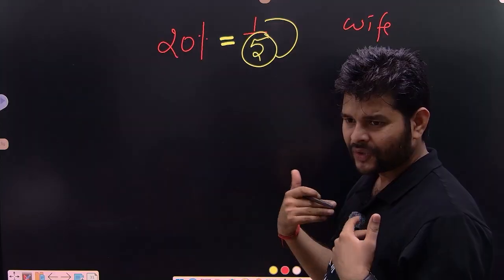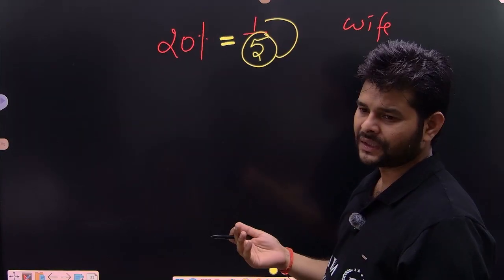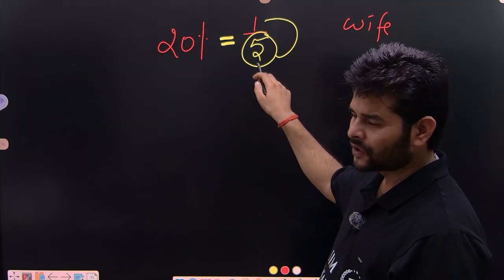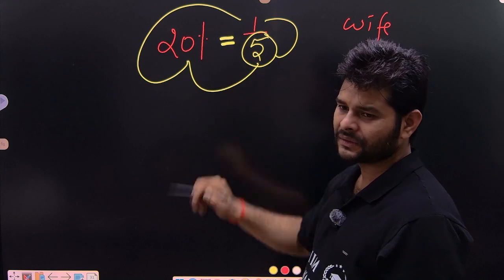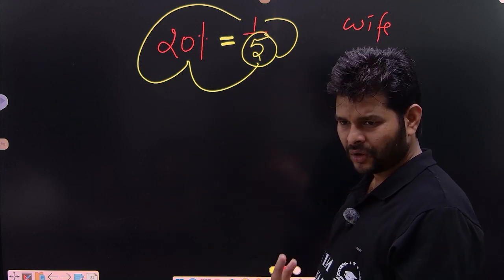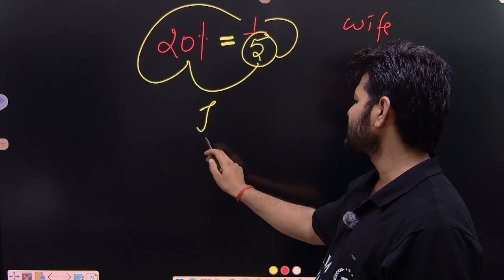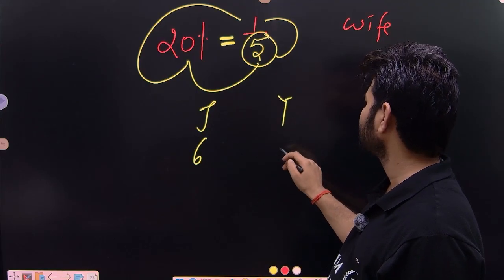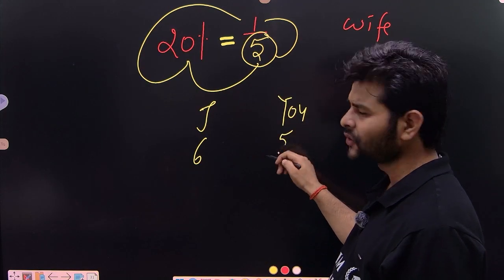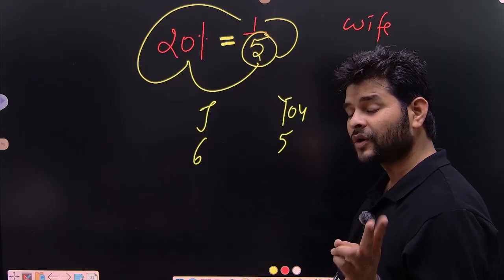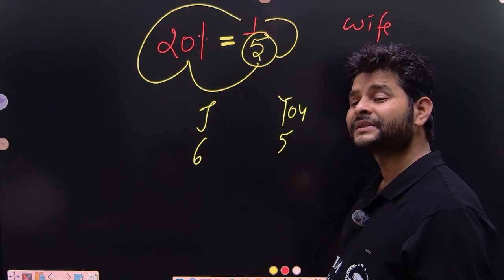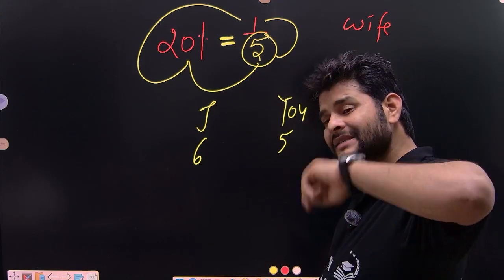If I am making 20% more, what does that mean? If you are making 5, the 20% of 5 is 1. That means I am making 1 more. So if I am making 6, then you are making 5. Is that okay? Now the question is, how much percent less are you making than me?